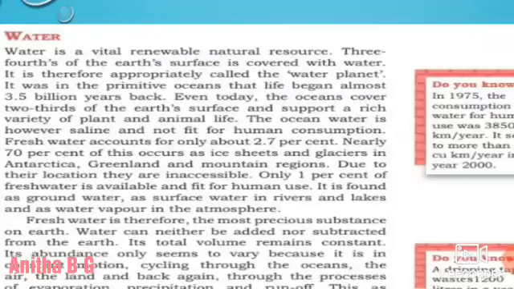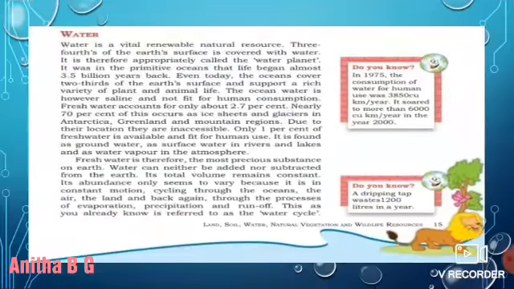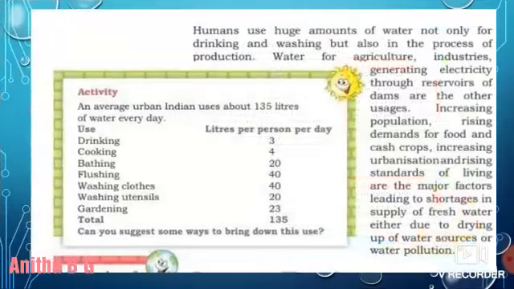Humans use huge amounts of water not only for drinking and washing but also in the process of production. Water is used for agriculture, industries, generating electricity through reservoirs of dams, and other usages. We are using water for the purpose of agriculture, industry, generating electricity, drinking, washing, etc.